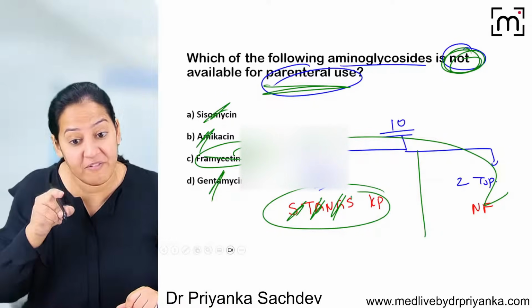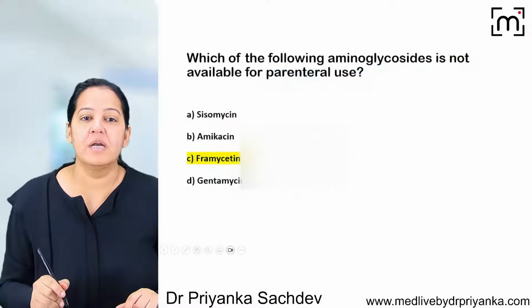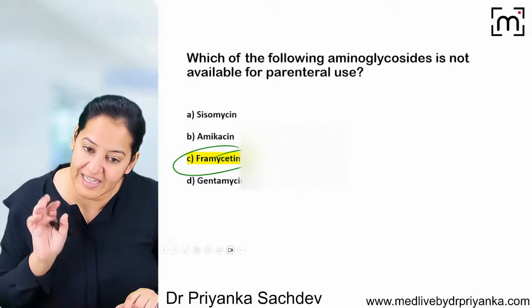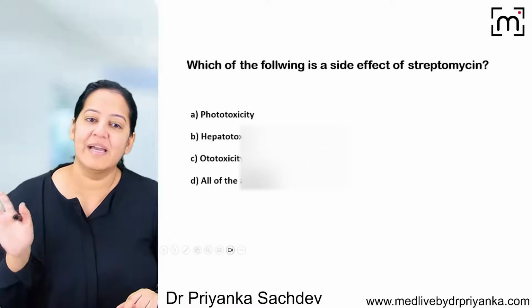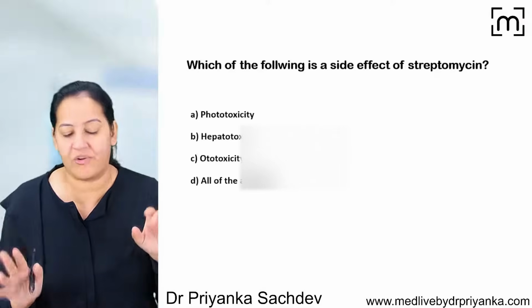So framycin is available for topical use. It is not available for systemic use. It is available as the ointment. So the correct answer is C. In this way, you get easy questions. If you know the classifications and the mnemonics, it's very easy to crack pharma.